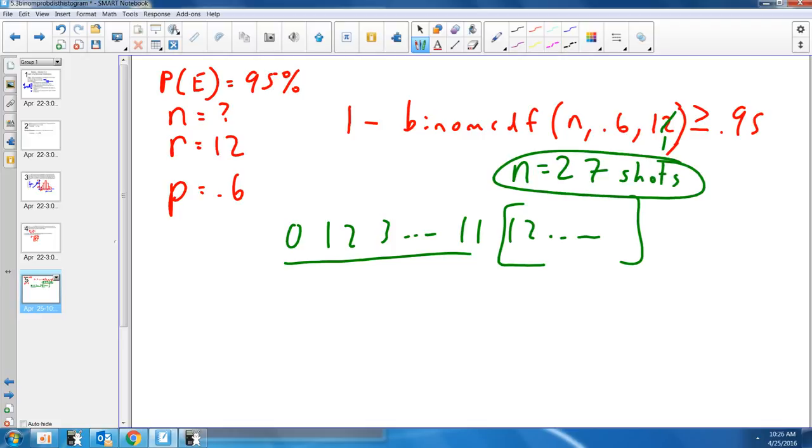When you get to those problems, think about trial and error. It's the easiest way to do it. And tomorrow we're going to get into the last part of this section, which is geometric distributions. And then there'll be a test on Friday.